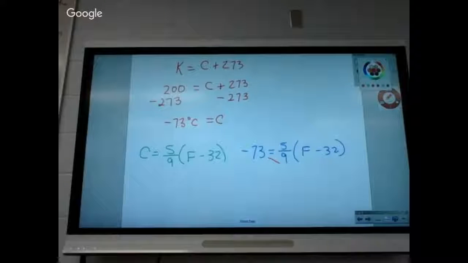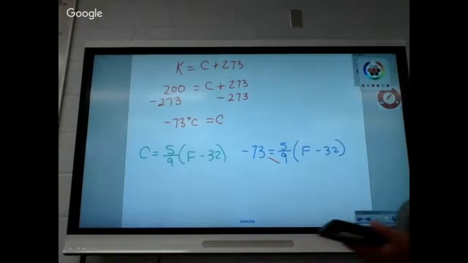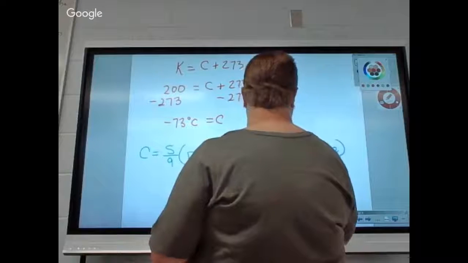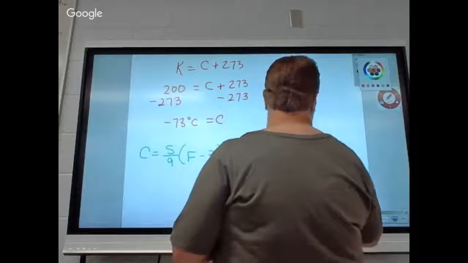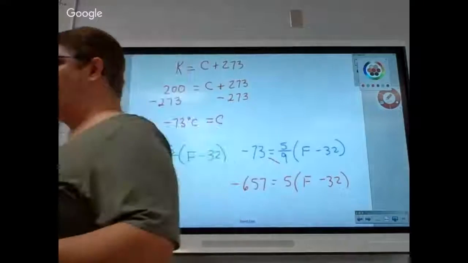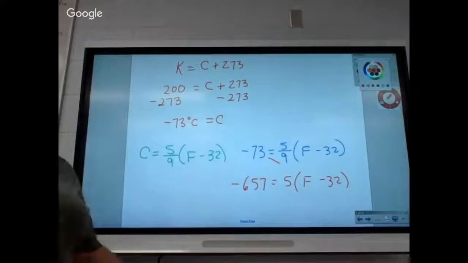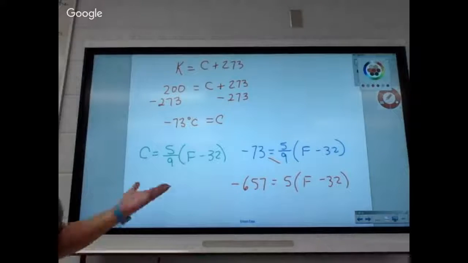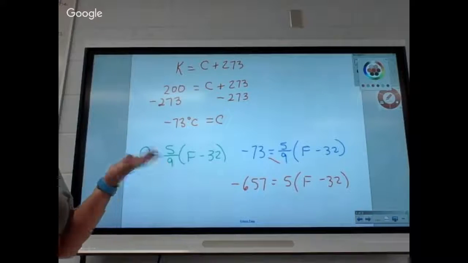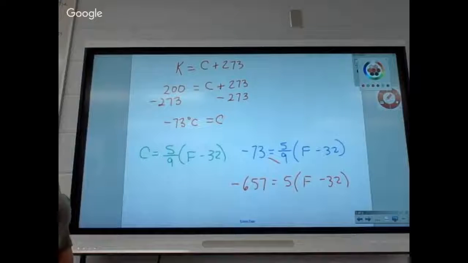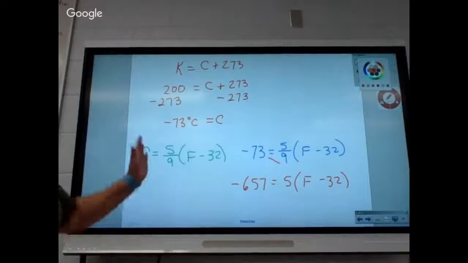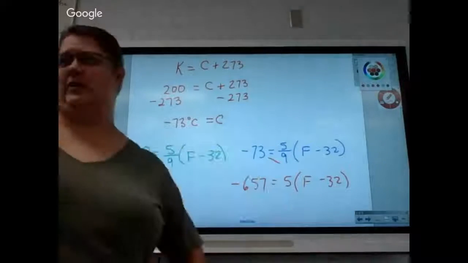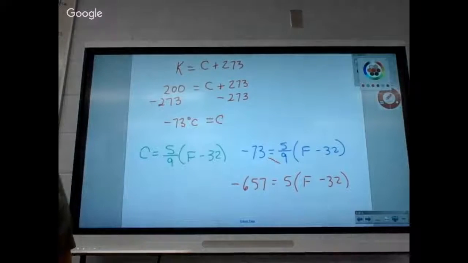73 times 9 is going to give us negative 657 equals 5 times F minus 32. Now, my experience has been that once most people get rid of that fraction, they're home free. Now, you can choose from there. Divide and get rid of the 5. Distribute, you choose. Whatever you see based on your math class. What does your brain see first? Does your brain see divide by 5 and get rid of the 5? Does your brain see distribute the 5 through the parentheses? What do you see? And then do that.